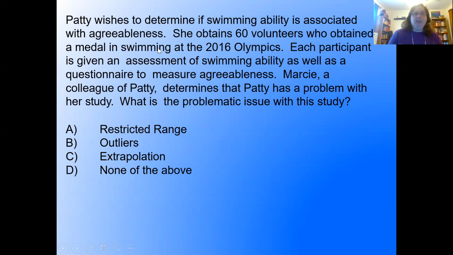You got to obtain a medal in swimming at the 2016 Olympics. We can assume these are very, very good swimmers, right? So just because she might find a relationship here or doesn't find a relationship here doesn't mean anything about what she would find in the general population. That's an issue of restricted range. She restricted her range of who she was looking at, and that's a problem. Okay.